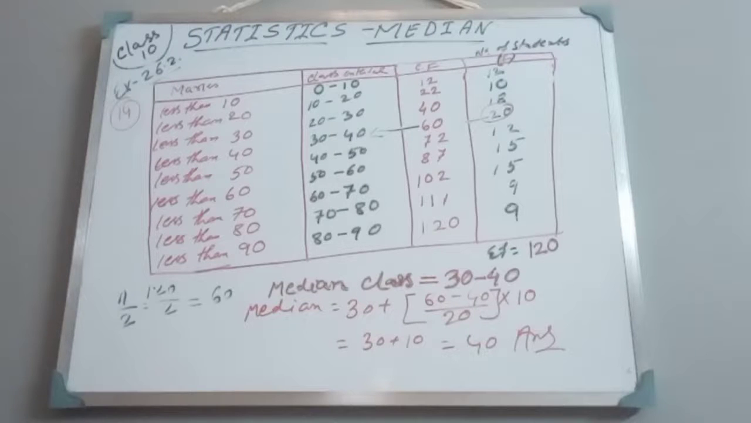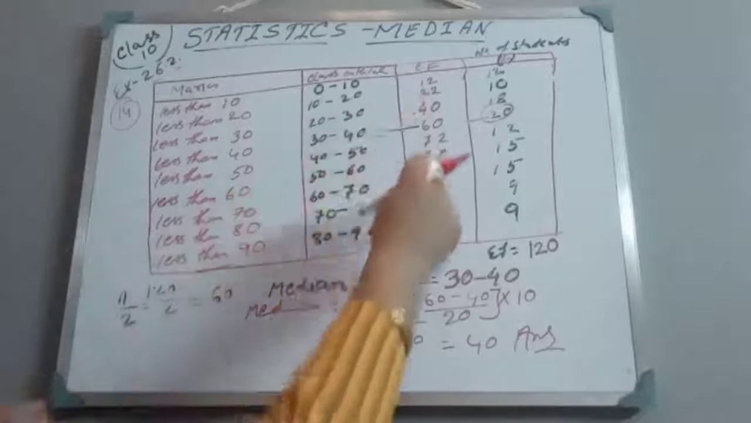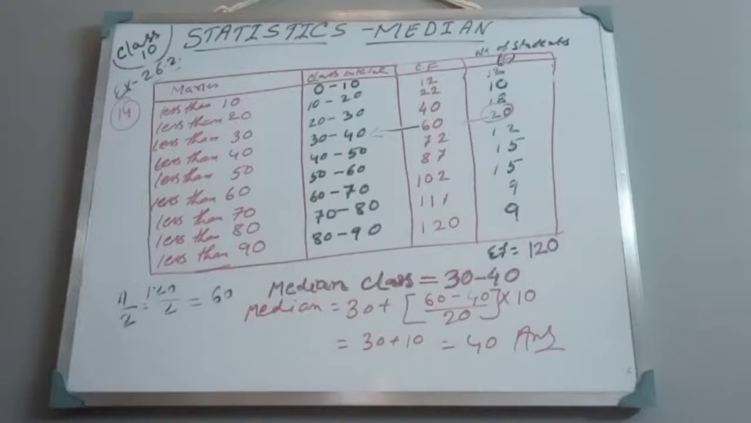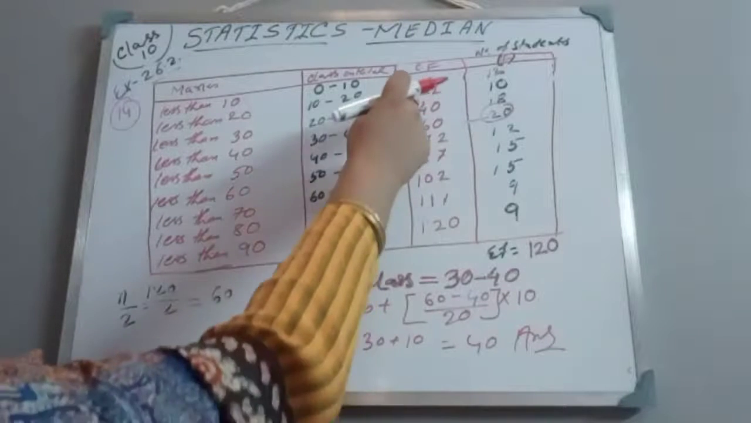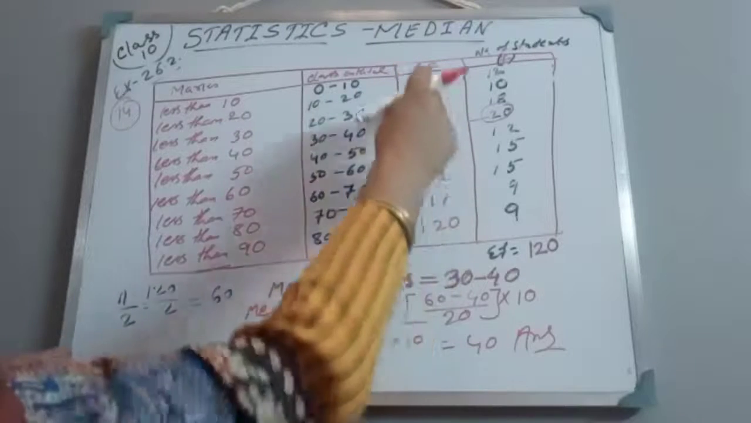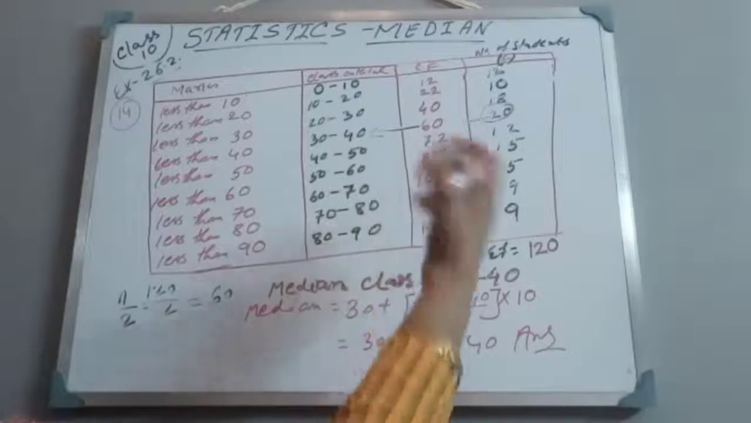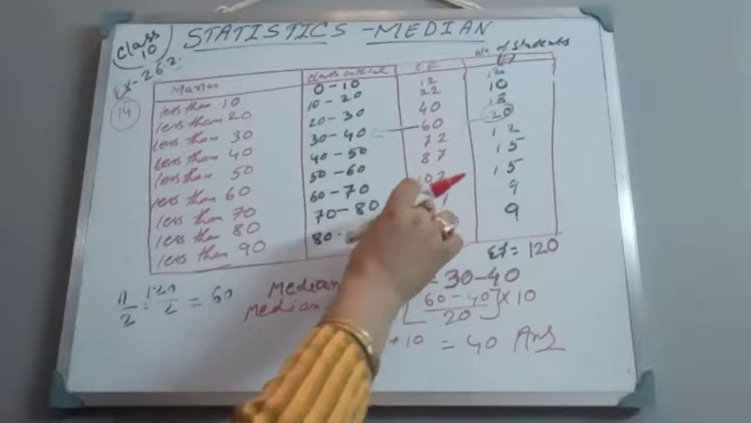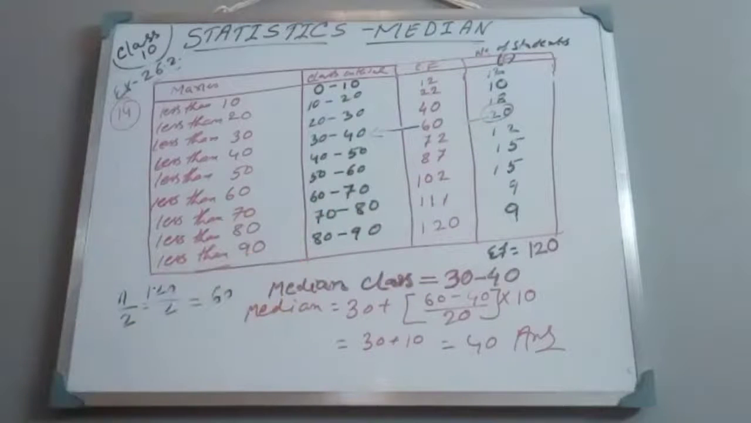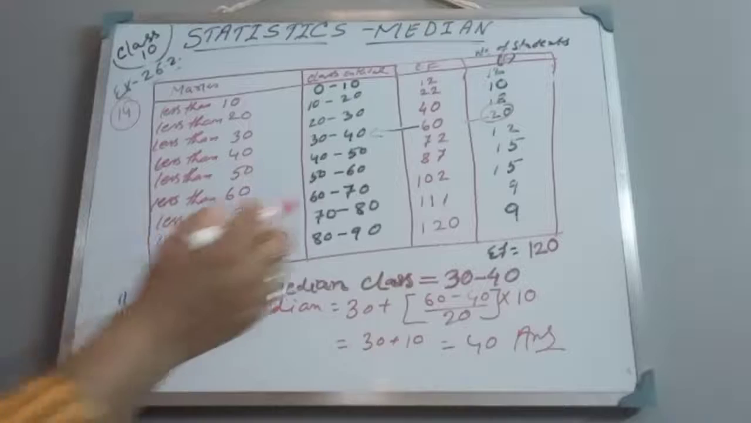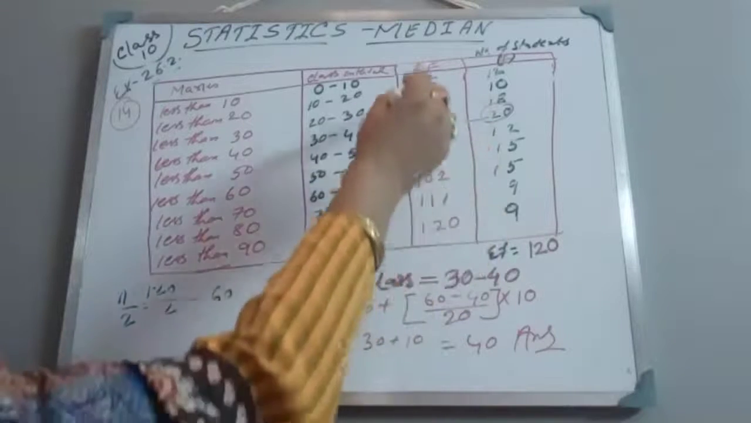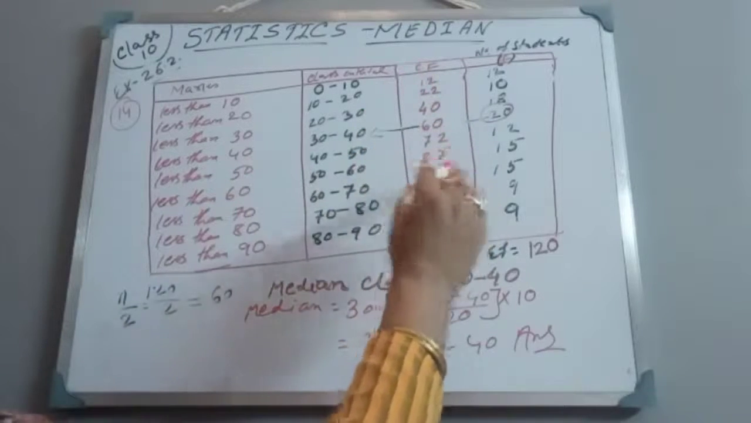One thing, how do you know this? The given frequency is cumulative frequency, not the frequency, because just see the cumulative frequency column. Only by seeing this can we easily understand this is the cumulative frequency and we have to find the frequency. As it is 12, 22, 40, 60, 72, 87, 102, 111, 120, it is increasing. All the numbers are increasing.